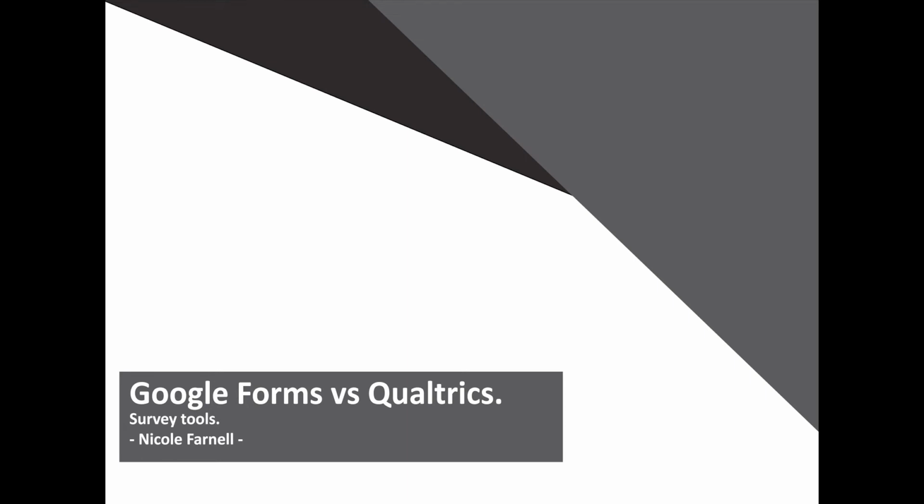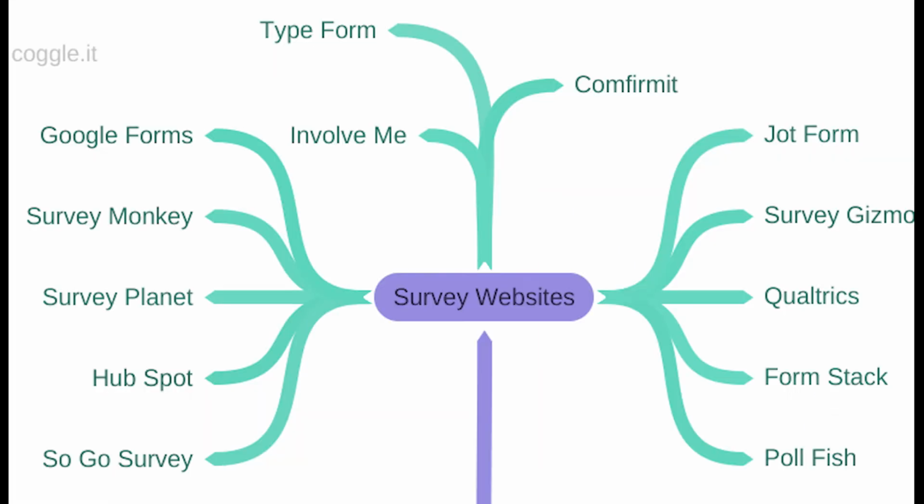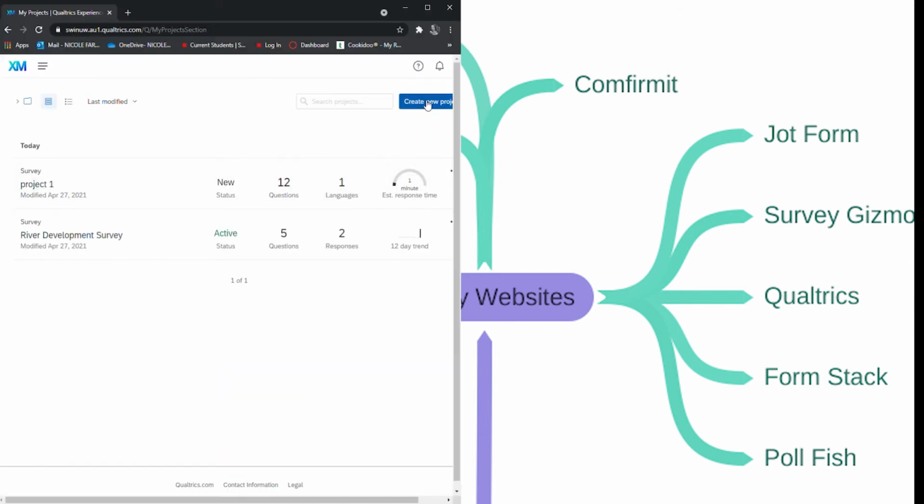So we're going to do a little comparison between Google Forms and Qualtrics. Google Forms is a free tool that anyone can use, and for Qualtrics, you need pricing or you need an account through your organisation. Firstly, I'll start with just showing a couple different survey websites that are out there. A few that I've used before: Google Forms, SurveyMonkey, Survey Planet, and in this one we'll be using Qualtrics and comparing it to Google Forms.